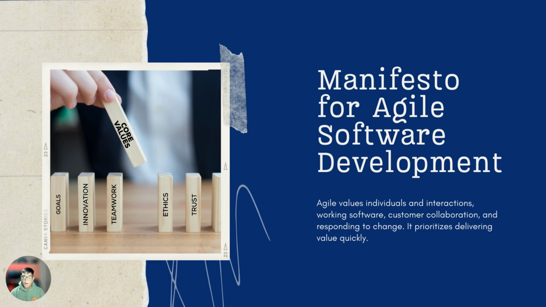The manifesto for Agile software development. Agile values individuals and interactions, working software, customer collaboration, and responding to change. It prioritizes delivering value quickly. And that's ultimately it. As a project manager, that's what you want to provide to the client as soon as possible: the most basic functions of the features of the application, but allowing them to utilize it immediately to see value.